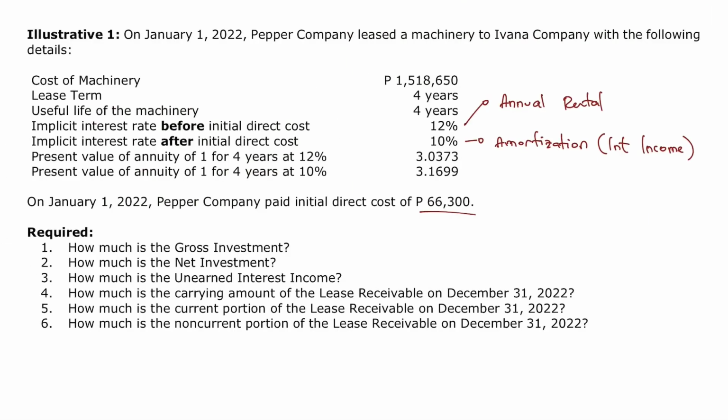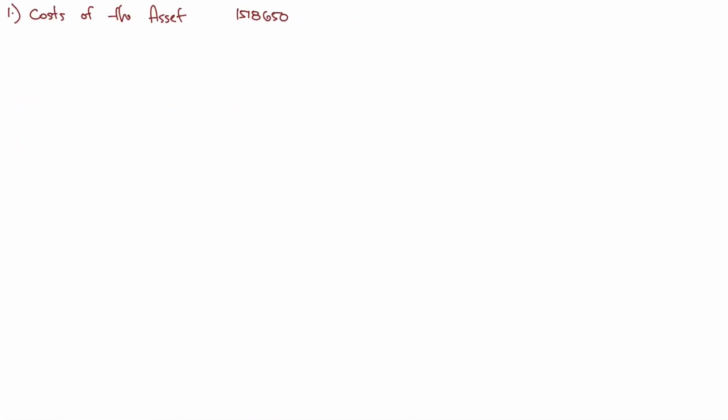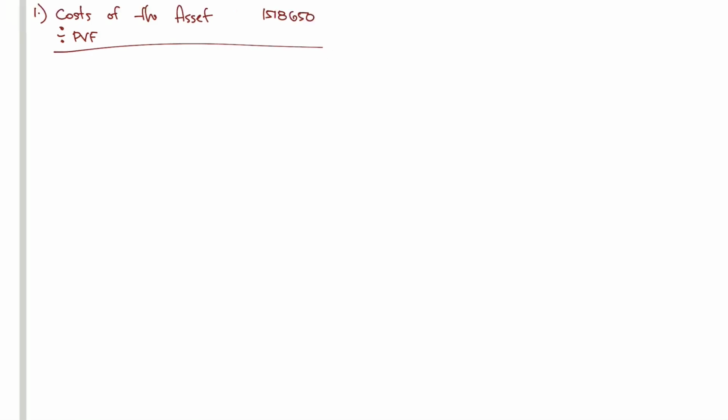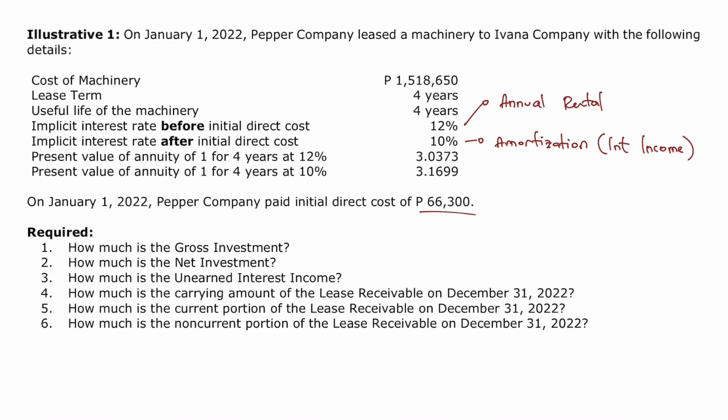Okay? Ibabawas natin yan yung present value ng residual value or option. Meron ba? Wala naman eh. So, ang ibig sabihin, yan na rin yung present value of rentals. So, i-divide na ngayon natin yan sa present value factor natin. Okay? So, anong sabi ng problem? Well, here, dalawang present value factor ang given, at 12% and at 10%. Sabi ko nga, in the computation of annual rental, yung 12% yung ginagamit. Okay? So, ang gagamitin natin will be 3.0373.